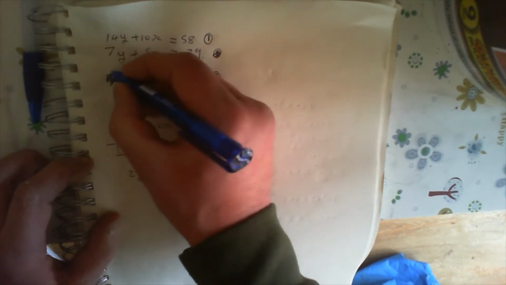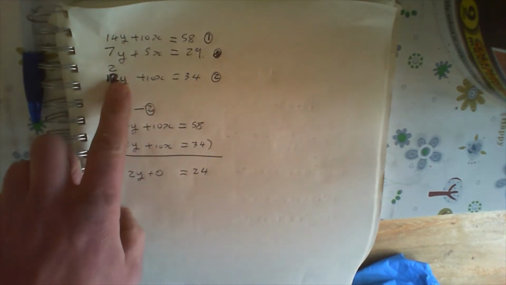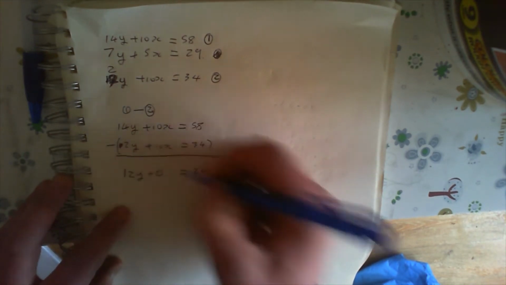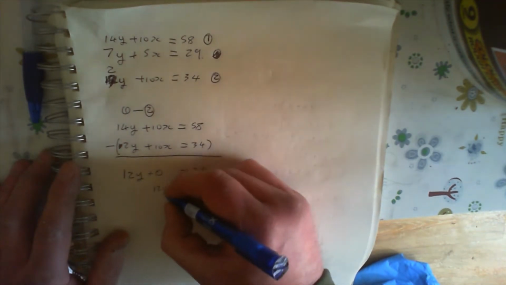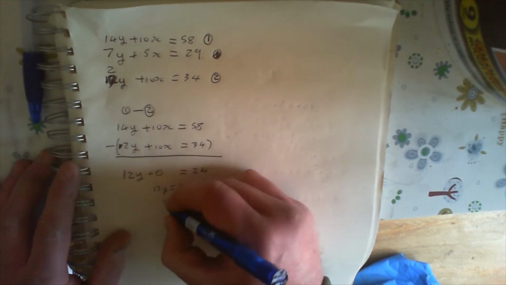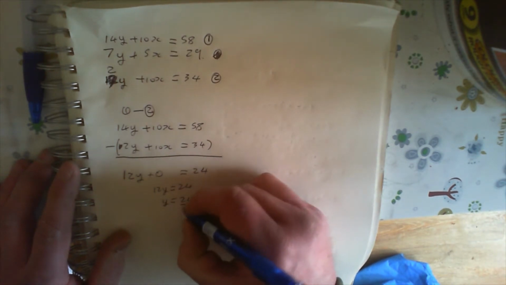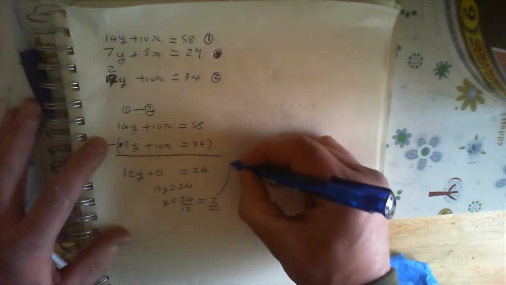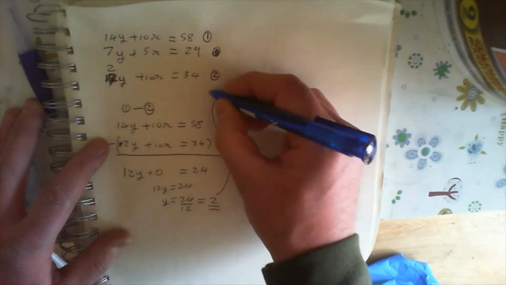Alright, I made a wee mistake there. That should be 2y there, and that would be minus 2y there, so that's going to be 12y. So that's going to equal 12y equals 24, y equals 24 divided by 12, which equals 2. And then we just substitute this back in any one of these equations.